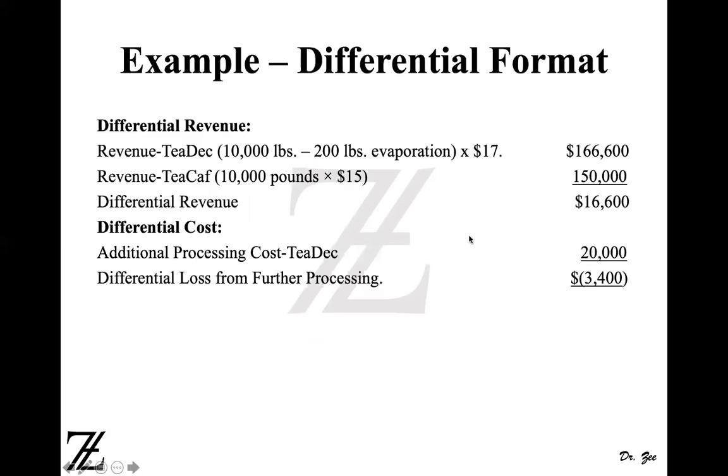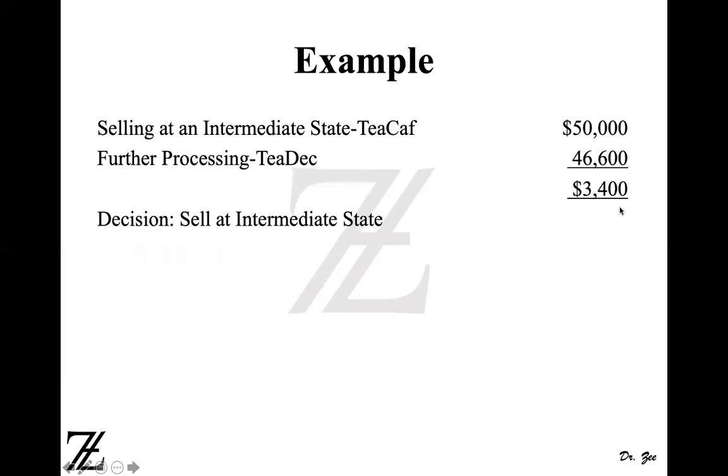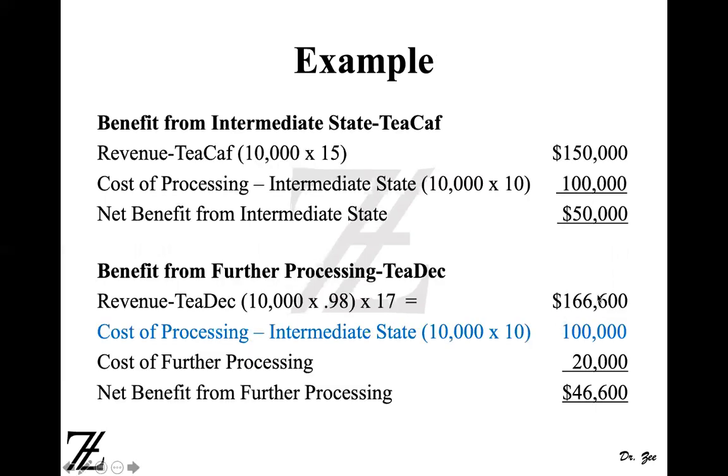In the differential format, the income statement looks like this. So you have revenue from TDAC, 10,000 minus 200 pounds. 200 pounds is the 2% that you lost. So you're subtracting 2% of 10,000 pounds. You will get 9,800 times 17, 166,600. And then revenue from TCAF, which is caffeinated, 10,000 times 15, 150,000. So your differential revenue is 16,600, which you can see right here too, 166,600 and 150,000. That's the differential revenue.